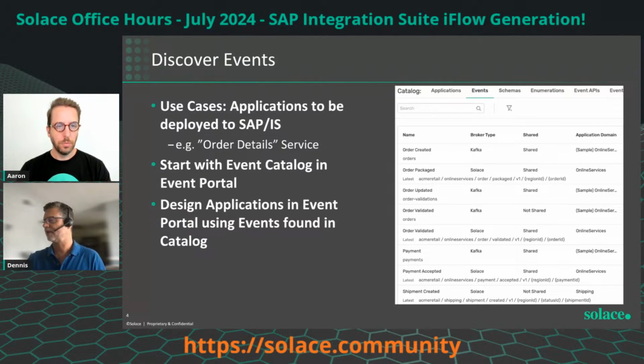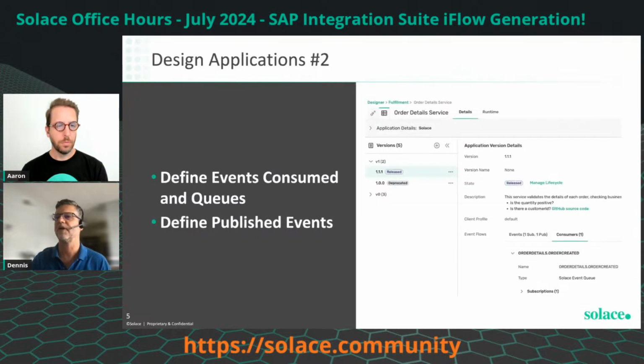But then we have these topic addresses that are associated with them, and then you have the schemas, and then you can take these atomic events, these business things that happen out in your environment, and use them to design your applications. So this is what a screen of designing an application looks like in Event Portal.